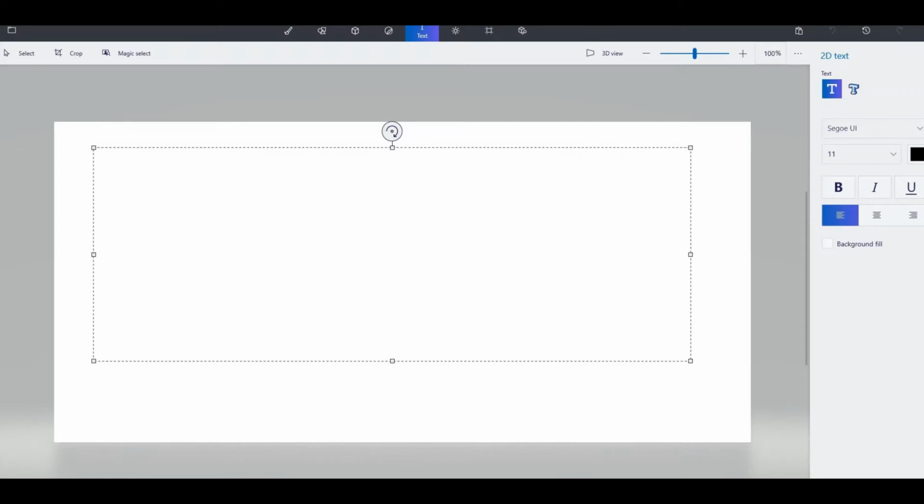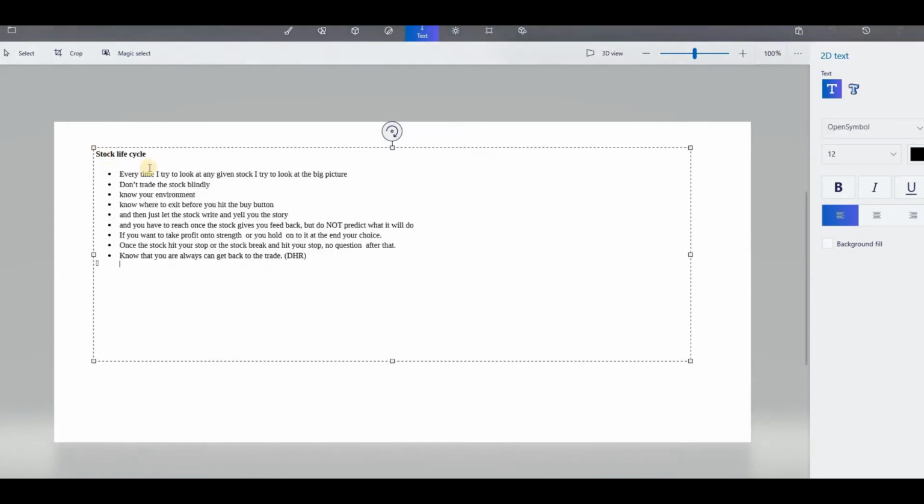And this time it has to do with technical analysis, and what I want to discuss with you is what I came up with. It's a name called stock life cycle, and what I mean by that is, personally, every time I try to look at any given stock, I try to look at the big picture. I will look at the chart by the monthly, weekly, and then intraday. For me, that's the first thing I will do.